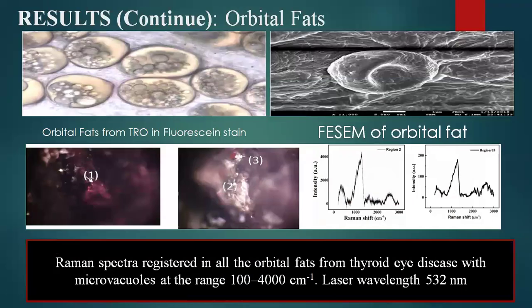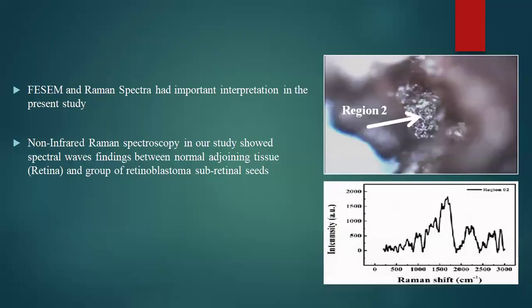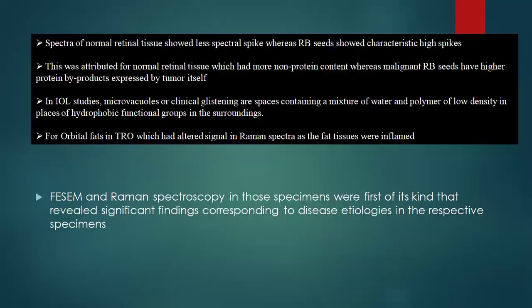Here, the microvesiculation was seen, and it was thought that there may be a modification of future IOL, and fat, which was seen in thyroid eye disease, had a significant microvesicles involvement around 100 to 4,000 cm negative, which is the unit for a Raman spectroscopy, where the laser wavelength was 532 nanometer. So FESEM and Raman spectra was useful in retinoblastoma as well as in fat tissue and IOL thing, hydrophobic lenses.